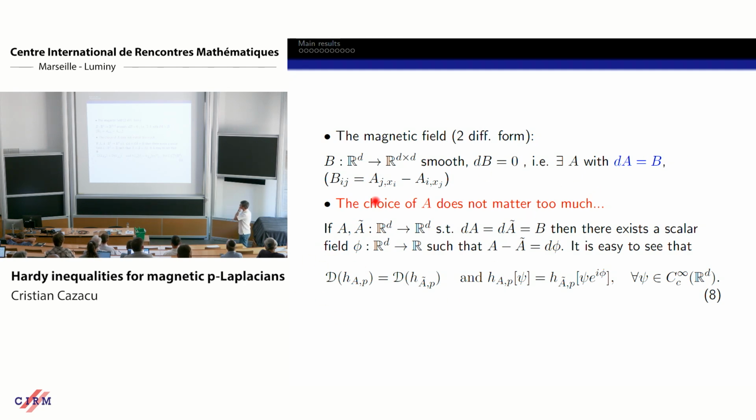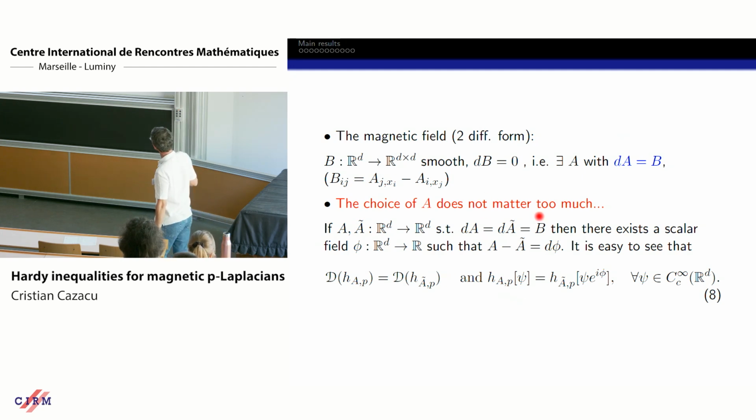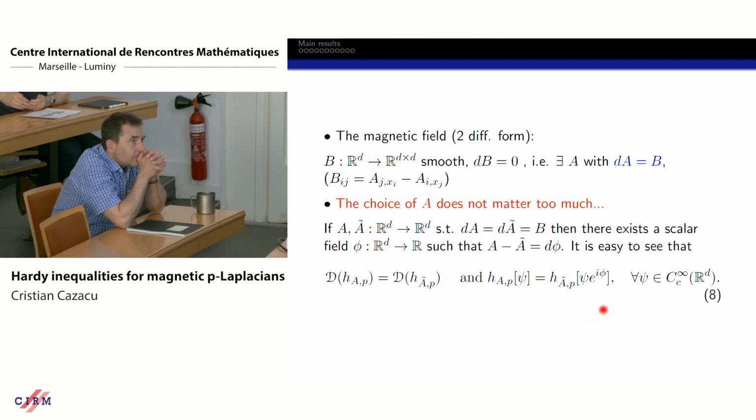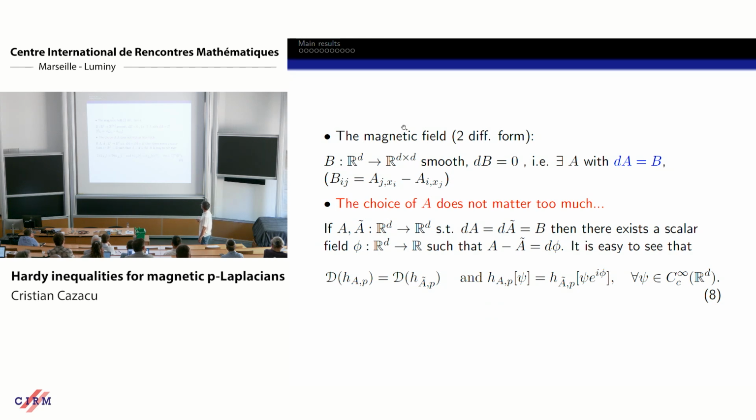So the choice of A does not matter too much, because as I'm saying here, if you take two A and A tilde satisfying this equation, then this means that A minus A tilde is closed, and since we are in Euclidean space Rd, it is also exact. So it's a gradient of a zero form. This is a scalar function. And due to this fact, we'll see that the domain of these quadratic forms associated to two different A's is the same, and basically also the quadratic forms are equivalent up to some transformation. So from our point of view, it does not matter which A we take into consideration. Okay.